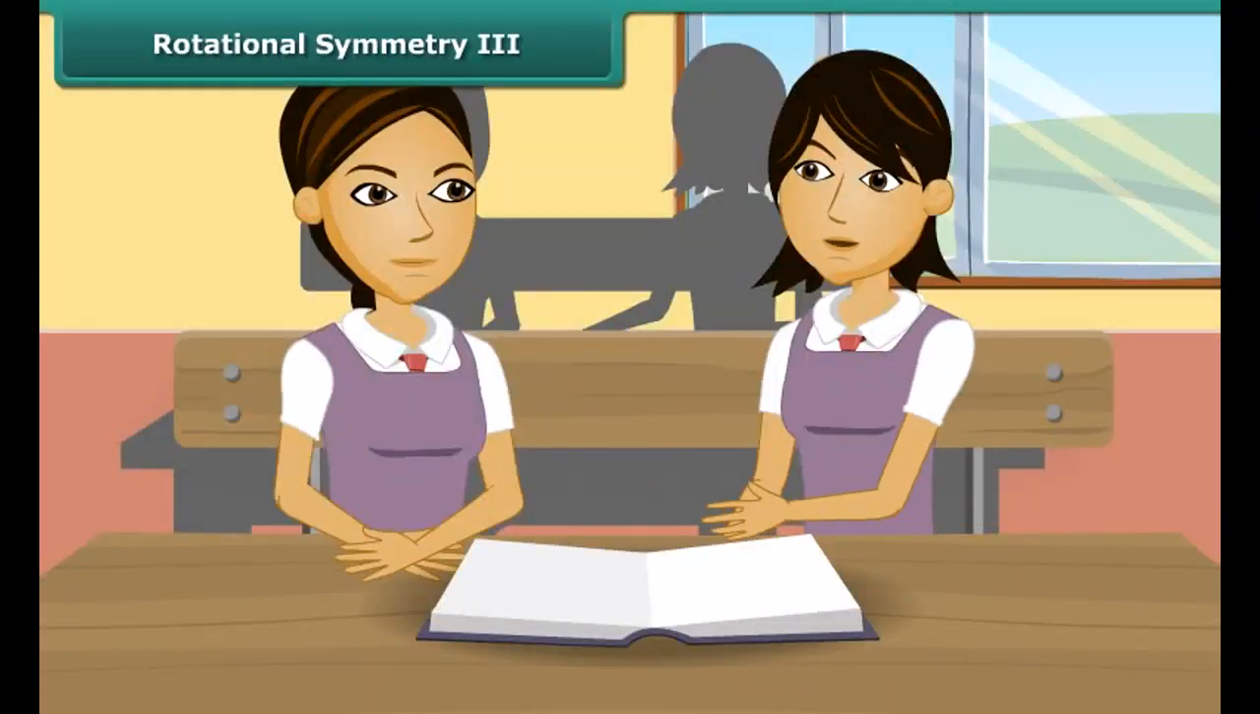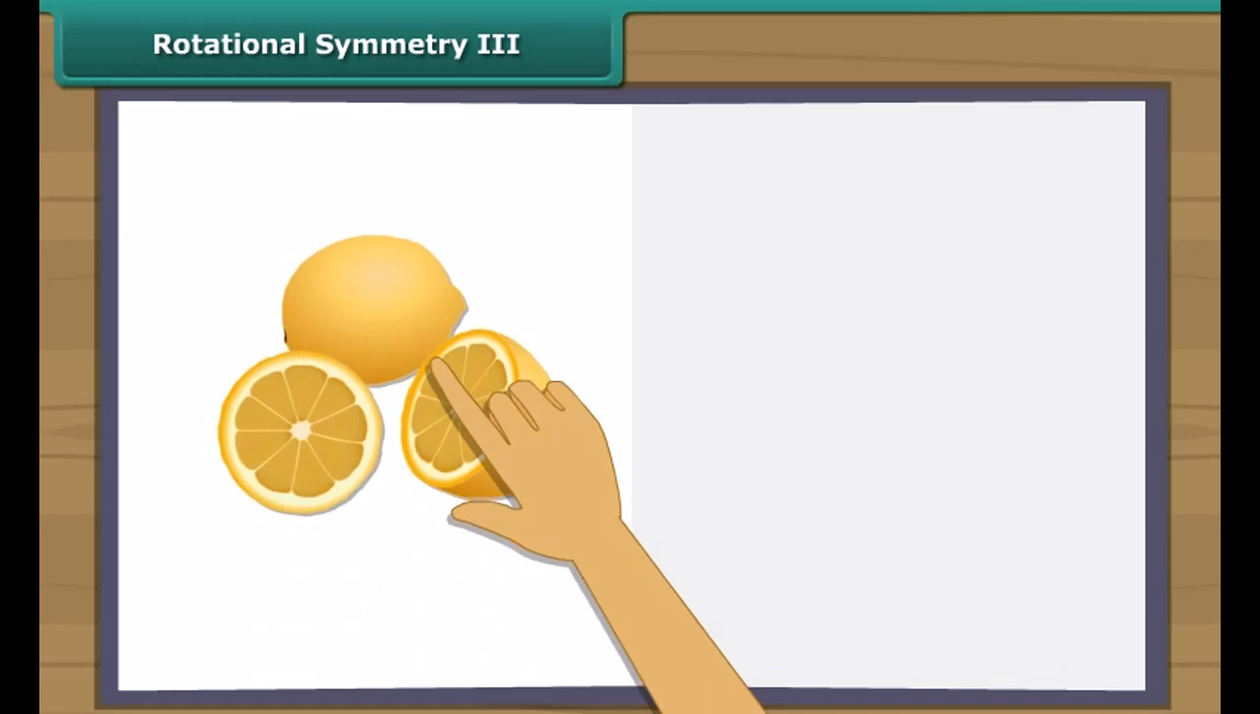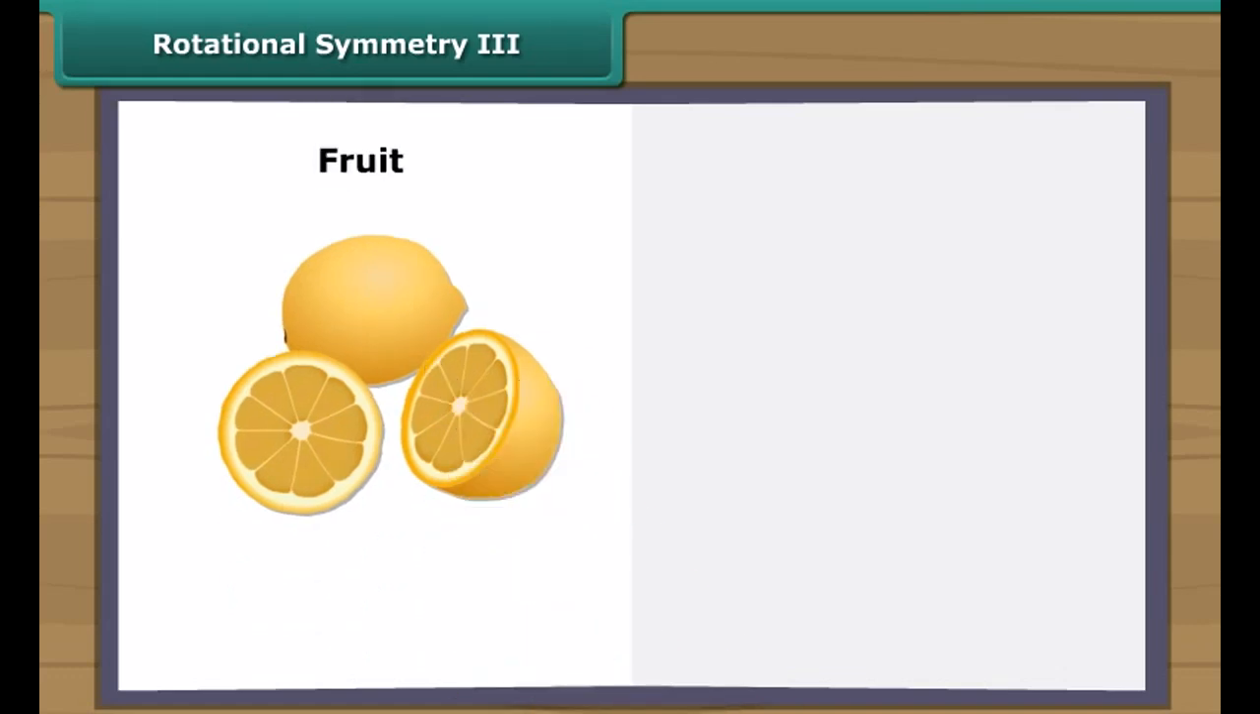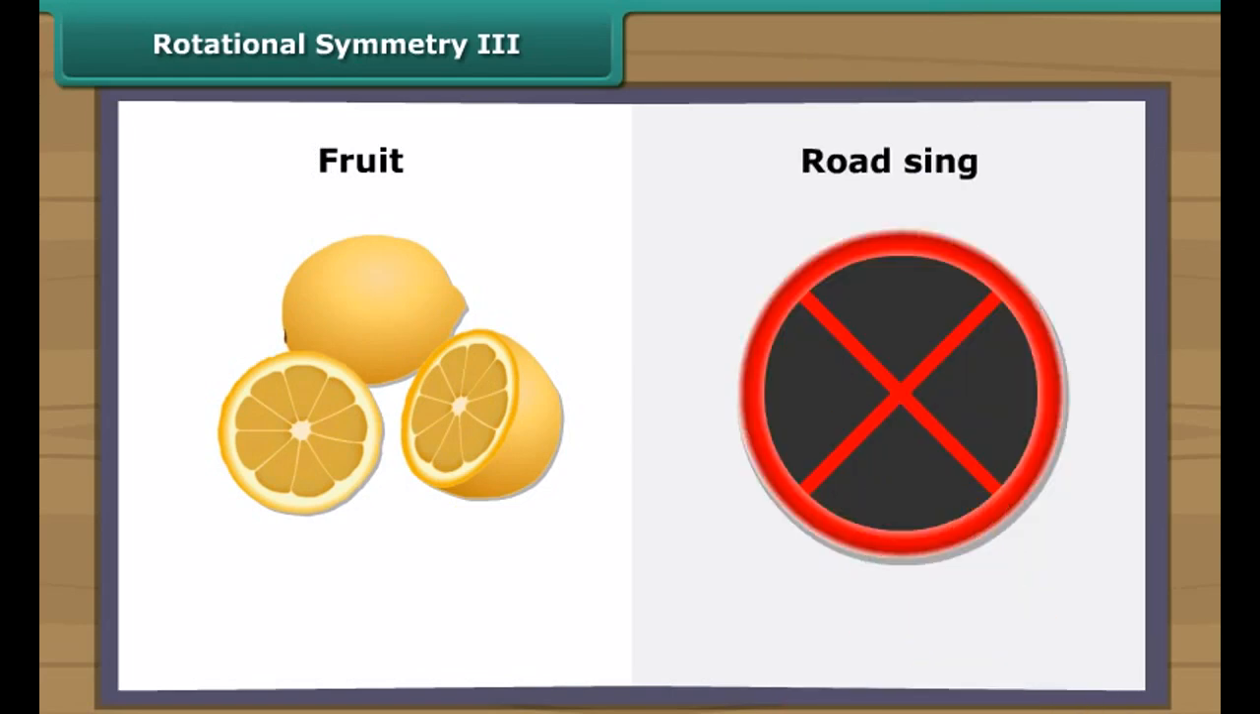Priya, can you tell the shapes around us which have rotational symmetry? Yes. When we slice certain fruits, the cross sections are shapes with rotational symmetry. There are many road signs that have rotational symmetry.